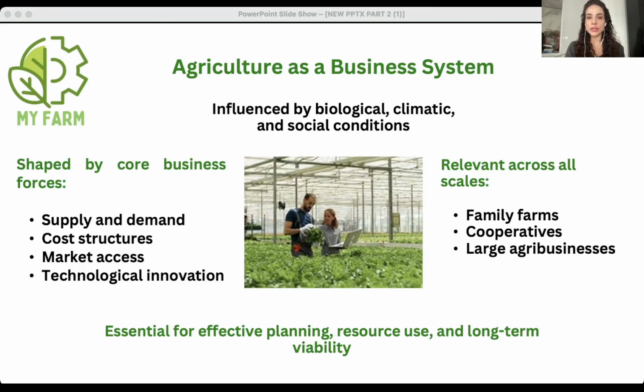While the agricultural sector has its own biological, climatic, and social characteristics, it's also shaped by general business forces such as supply and demand, cost structures, market access, and technological innovation. Whether the business is a small family farm, a rural cooperative, or a large-scale agribusiness, a solid understanding of these core concepts is critical for effective planning, resource allocation, and long-term viability.